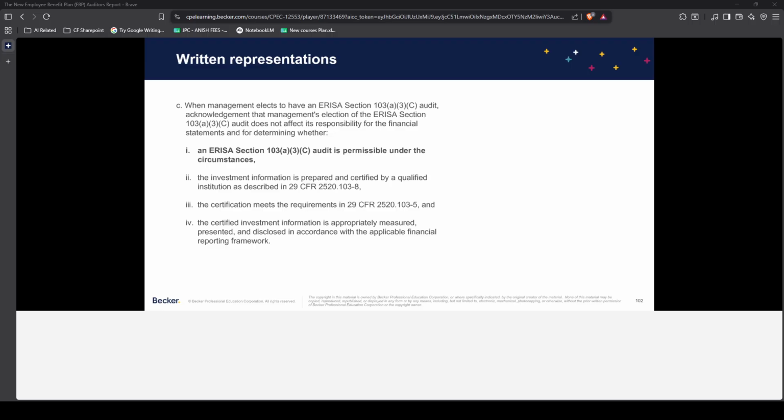The investment information is prepared and certified by a qualified institution, that the certification meets the requirements, and the certified investment information is appropriately measured, presented, and disclosed in accordance with the applicable financial reporting framework. So as you can see here, we've beefed up these written reps in order to be responsive to the changes to not only the report, but the procedures that we have to perform.